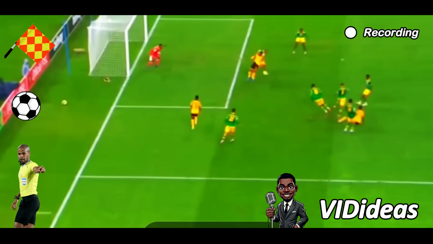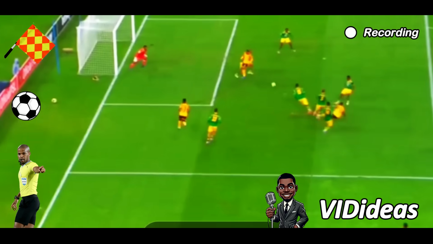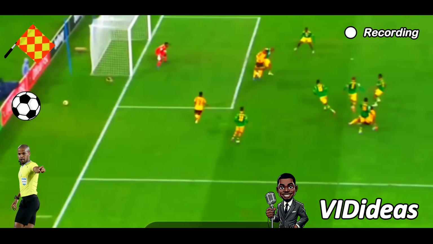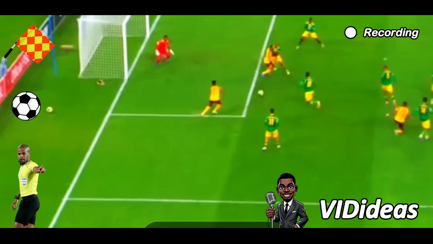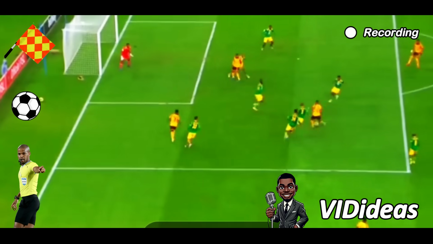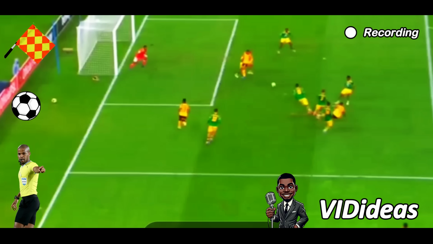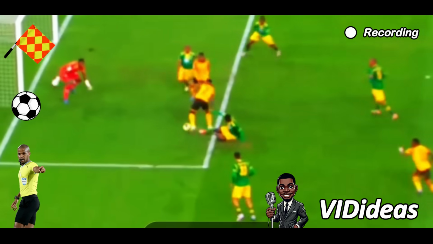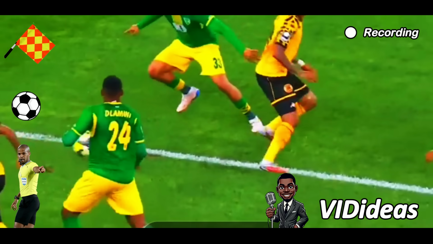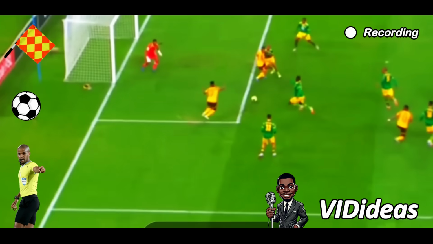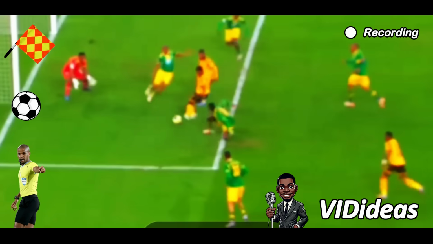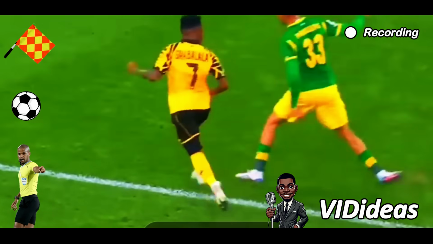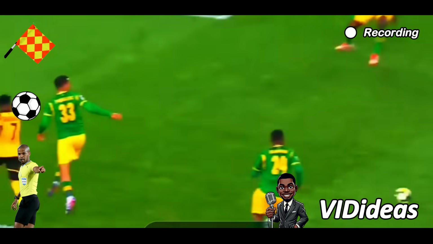a pass to Dupree. But in the process, the Golden Arrows defender does well by denying Dupree from receiving the ball. But unfortunately for the Golden Arrows defender, as he tries to clear the ball, it actually bounces off Dupree, and then it goes to Mdu Shabalala, who then puts it in the back of the net, right? But let's have a look at what happened here in order to judge whether this was an offside or not, right? According to FIFA Law 11.